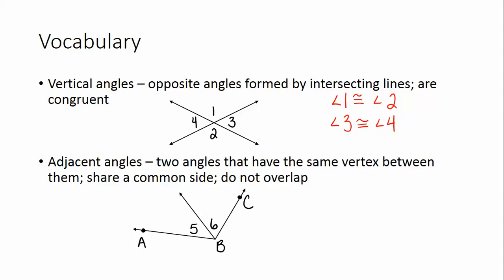Adjacent angles are two angles that have the same vertex between them, and they share a common side. They will not overlap, and they also aren't necessarily congruent. They can be, but oftentimes are not. So here you can see that angle 5 and angle 6 are what we call adjacent angles. They share this common ray, or side, in between them, and they also share a vertex, point B. So you can see that angle 5 here on the bottom, and if I put a label out here so we can label this angle, angle 5 is ABD, and angle 6 is CBD. So they share this ray in the middle.